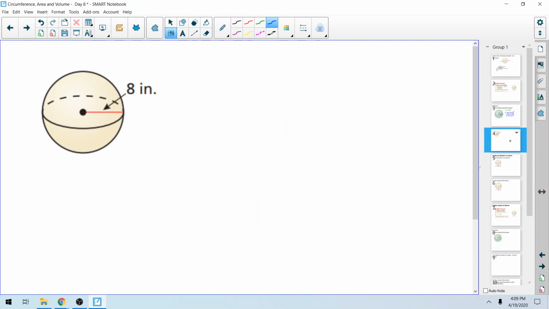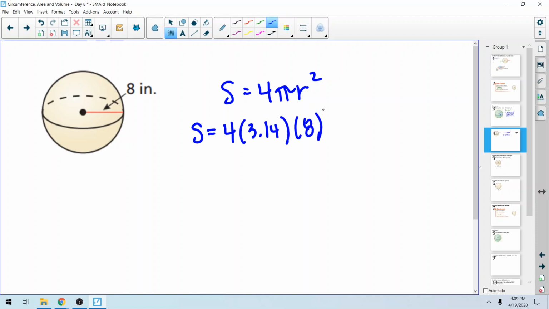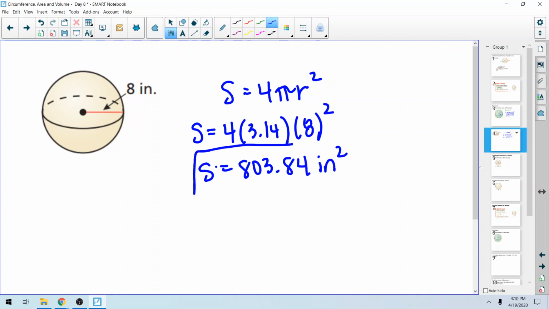Next one, find the surface area of the sphere. So surface area is 4 pi r squared. Radius. On this particular picture, were we given the radius? The answer is yes, so we're good to go. Surface area is 4 times 3.14 times the radius squared, and then grab your calculator. 4 times 3.14 times 8 squared, and I'm getting 803.84 inches squared.